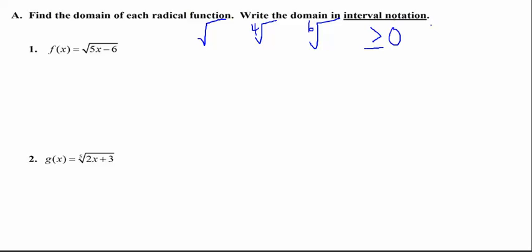If you have an odd root, like a cubed root or fifth root or seventh root or so on, then these types of radical functions have no restrictions, and so these have a domain of all real numbers.